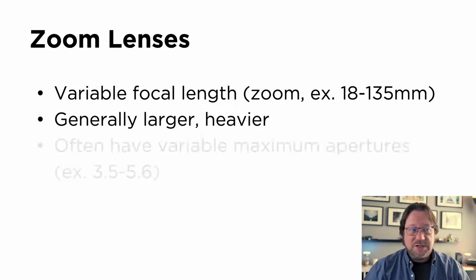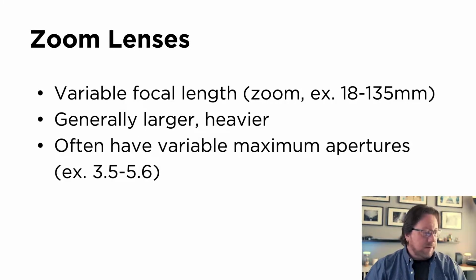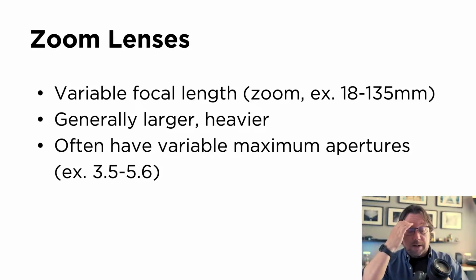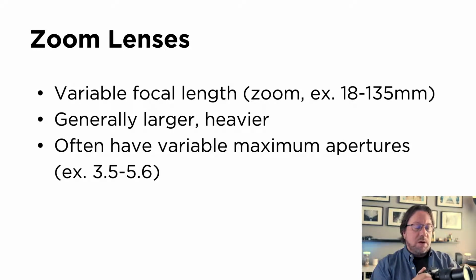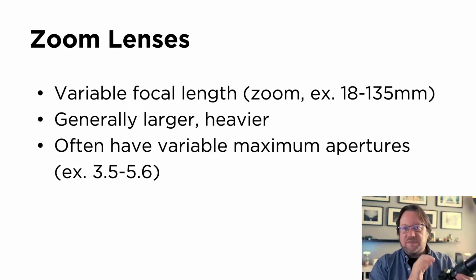They tend to be larger and heavier, as I just mentioned, and oftentimes, especially on the less expensive zoom lenses, they will have a variable maximum aperture, like the lens that's on this camera. This is the lens I use most of the time. I've probably taken about half of my photos with this lens. This is an 18, so it's wide angle, and then it zooms all the way out to 135. So I can pick anything between 18, wide angle, and 135, telephoto, and all the stuff in between.